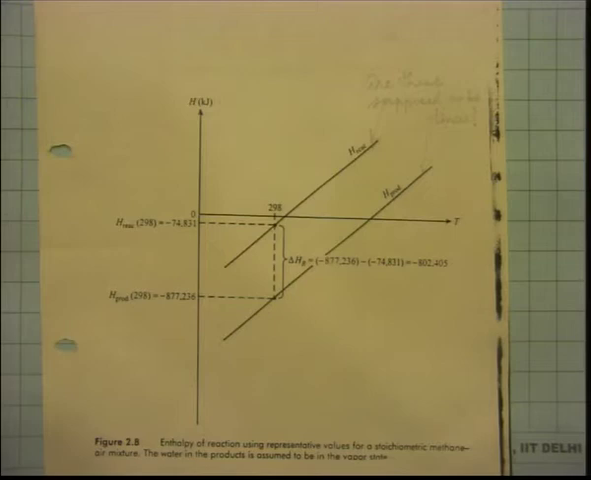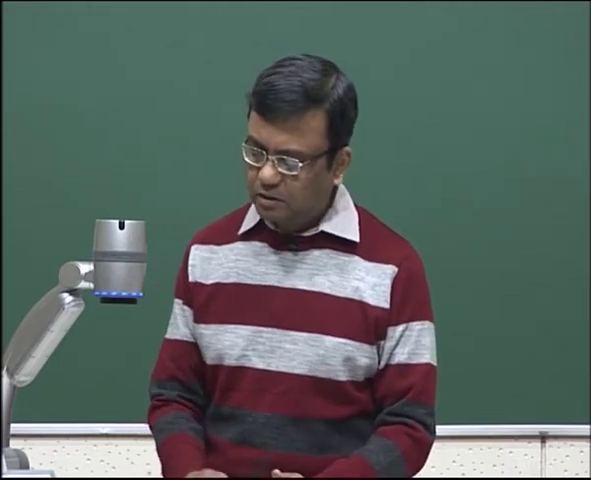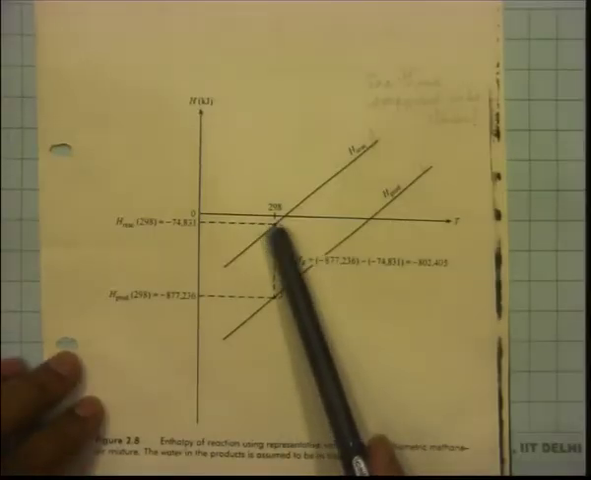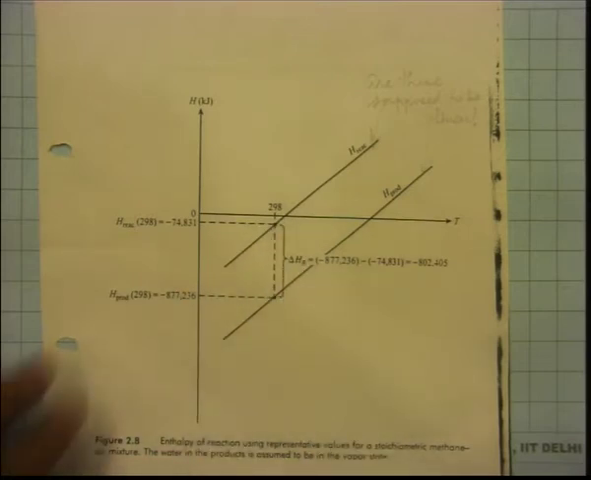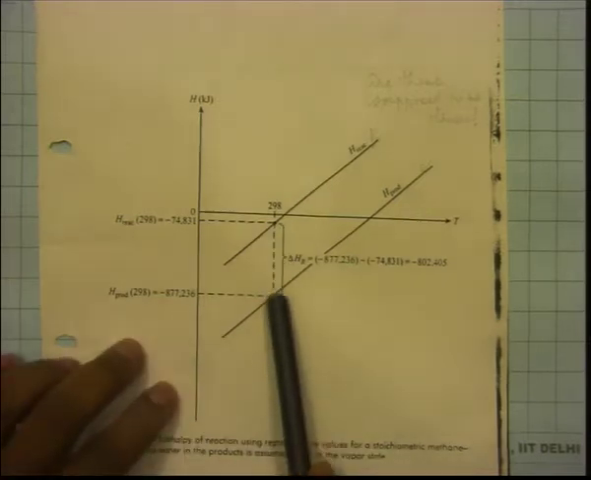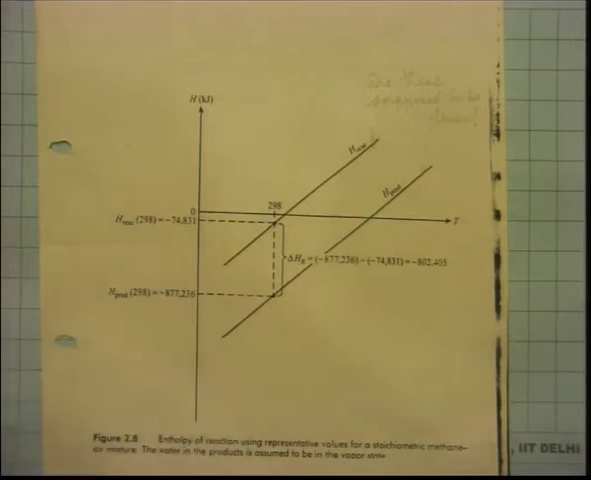Yeah, so it has got methane, it has got oxygen, it has got nitrogen. Oxygen and nitrogen will not contribute, but methane will contribute. So, this value is actually non-zero. So, there is an enthalpy of formation for methane which comes into picture here. So, that is the enthalpy of the reactants. Now, the enthalpy of products are shown here, which is minus 877,236 value.